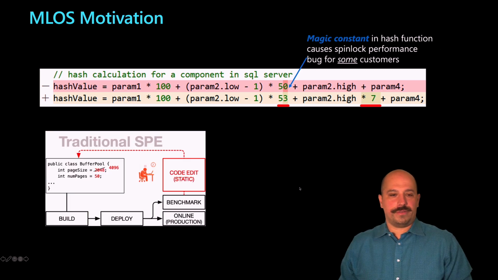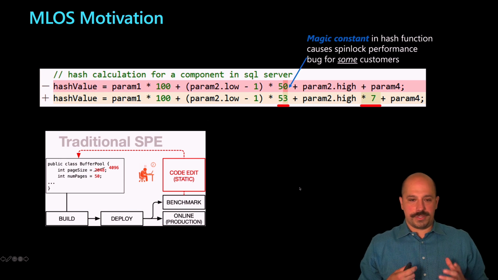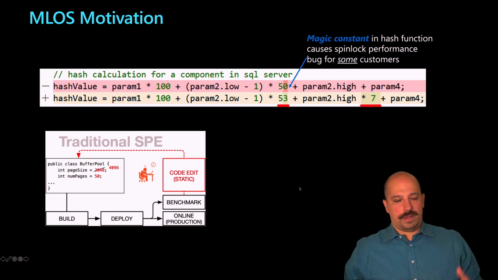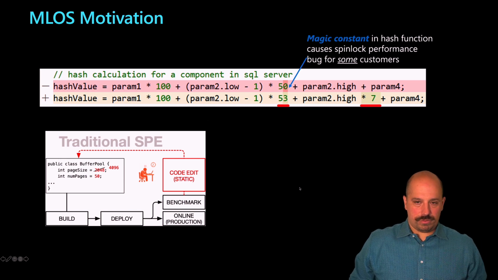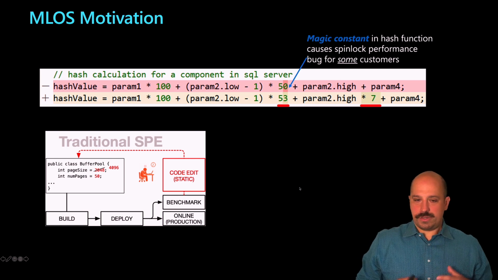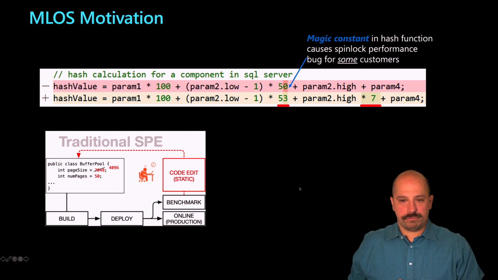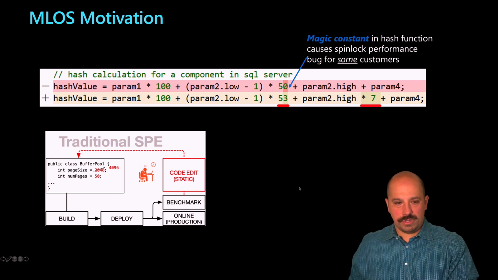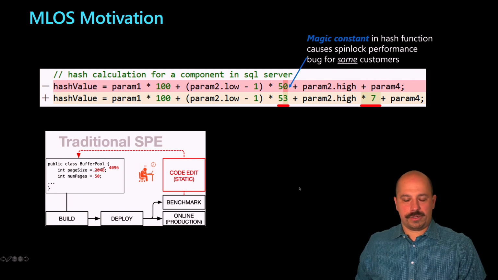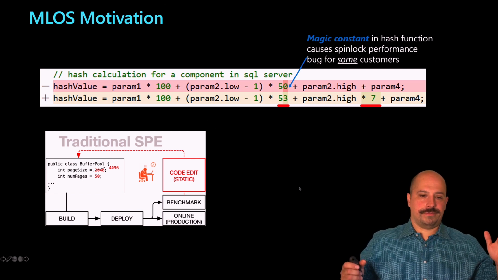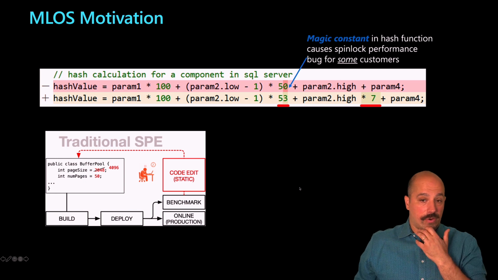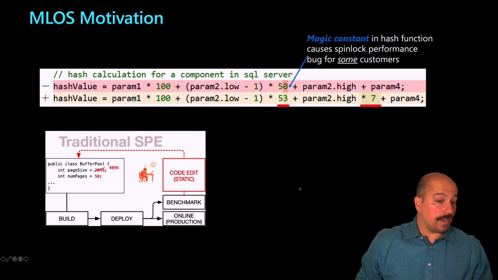And this is very common of standard traditional software performance engineering. Developer gets a piece of code that is not running fast. It changes something in the code. It recompiles, deploys, runs a benchmark. Doesn't work. Change something else in the code. Recompile, deploy, run a benchmark. It works. And that's it. The only thing we remember is that now SQL Server has 53 in it.